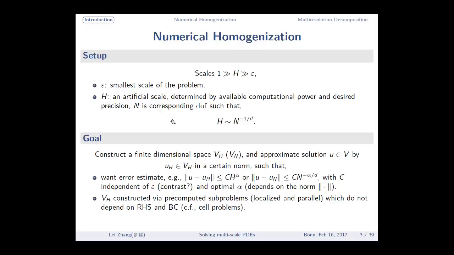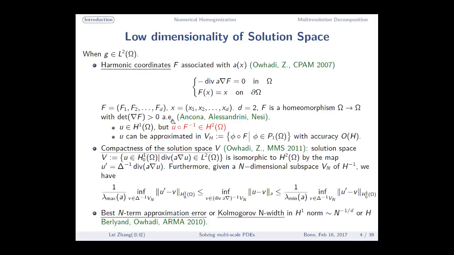Before going to the method, I will say something about the low dimensionality of the solution space. Suppose you have an L2 right-hand side; then you have low dimensionality of the solution space. We found this in 2 dimensions by using harmonic coordinates. The harmonic coordinates are obtained by solving this equation, with x being x1, x2, so if d equals 2, that's 2 values.